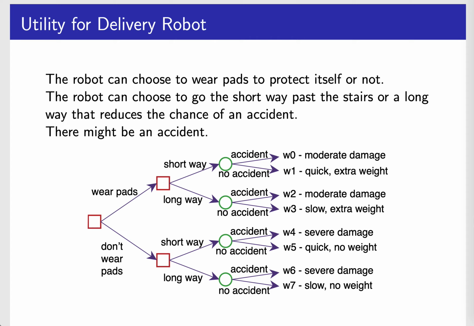So we can look at these worlds here. There's a choice between whether you wear pads or you don't, a choice between whether you go the short way or the long way, and then there's a chance of an accident or no accident. These are the 7 possible worlds. I drew it in this tree form. What we want to do is look at the best outcome. The best outcome is we want it to be quick, go the short way, don't wear pads, have no weight, and have no accident. So this one here is going to be the best outcome, and we're going to write that as 100. This is the utility.